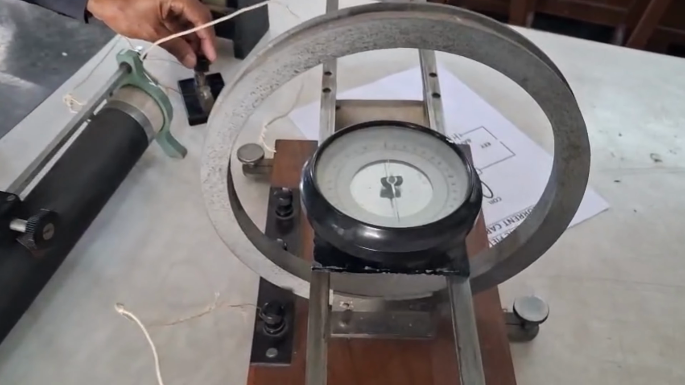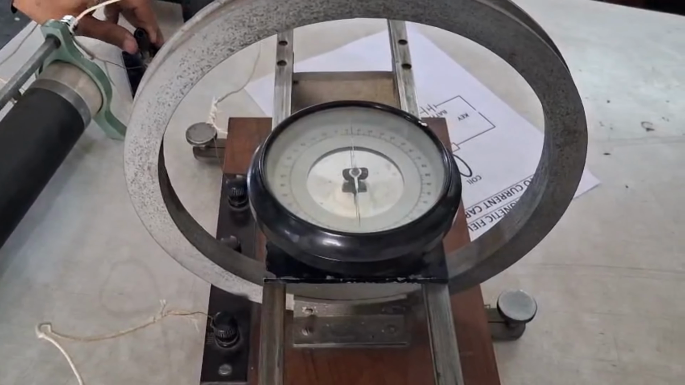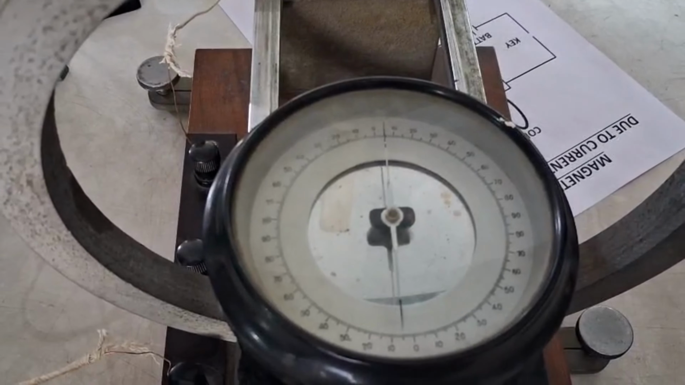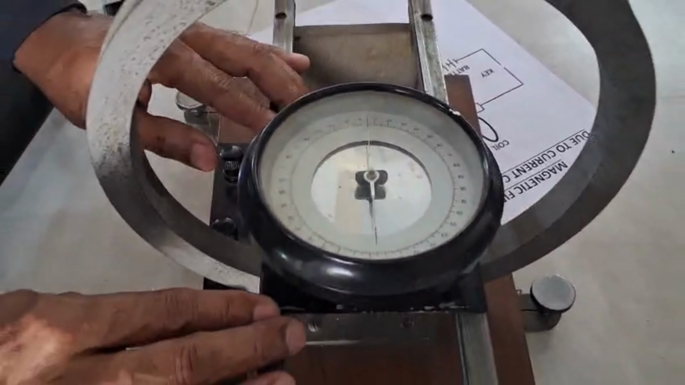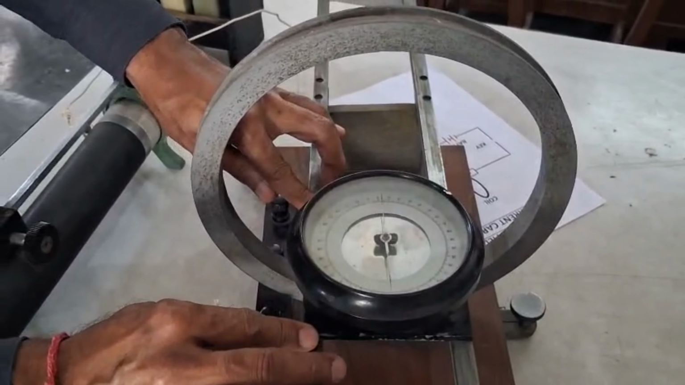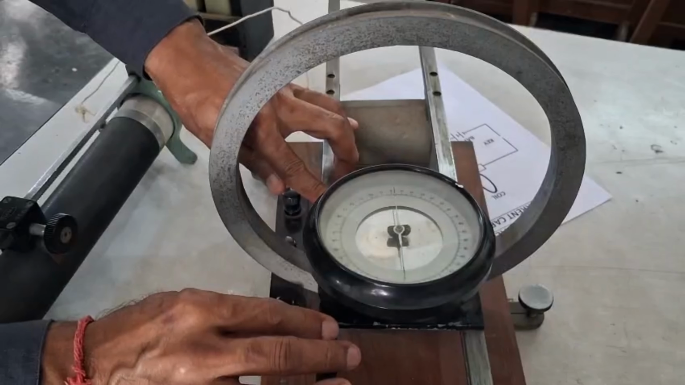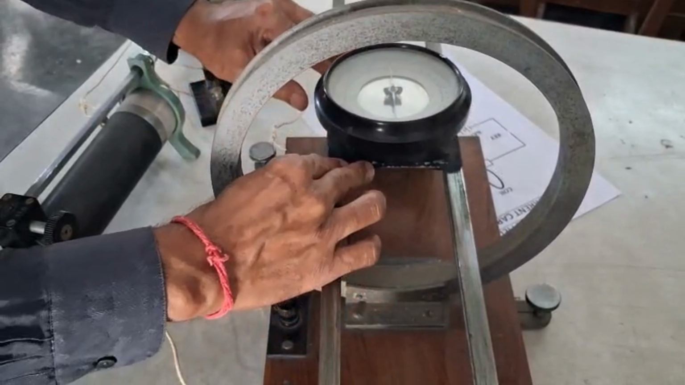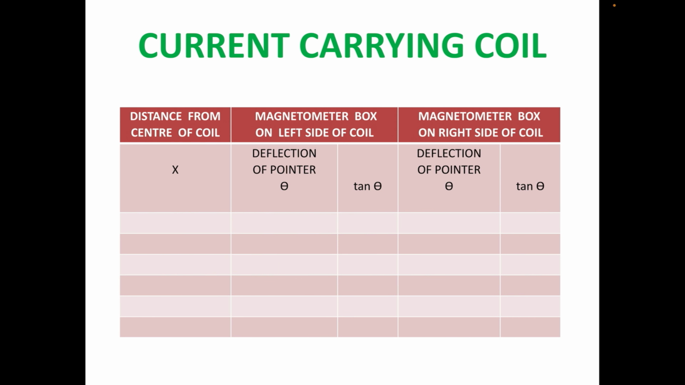Adjust the value of current so that pointer in magnetometer shows a sufficiently high deflection. By sliding the magnetometer box to different positions on both the sides of coil, note deflection of pointer as theta. Calculate tan theta for each observation and plot a graph of tan theta versus distance of point of observation from the coil.